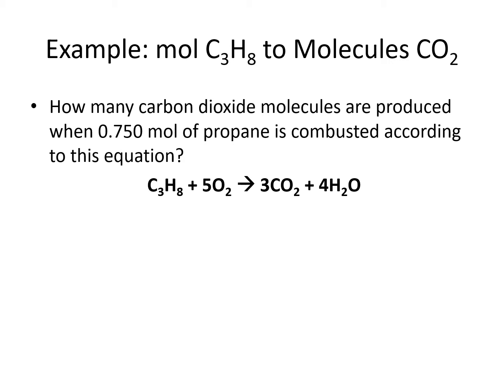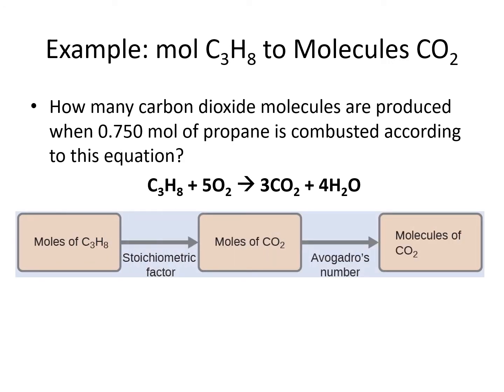In this question, we're trying to find how many carbon dioxide molecules are produced when 0.750 moles of propane is combusted. We know the moles of propane, and based on our balanced equation, we can use stoichiometry to find moles of CO2. Once we have our moles of CO2, we can convert to molecules, which is what the problem is actually asking for. Our first conversion factor will be a stoichiometric factor, which uses our coefficients from our balanced chemical equation. Our second conversion factor will include Avogadro's number, because that's what we always use when we are converting between moles and molecules.